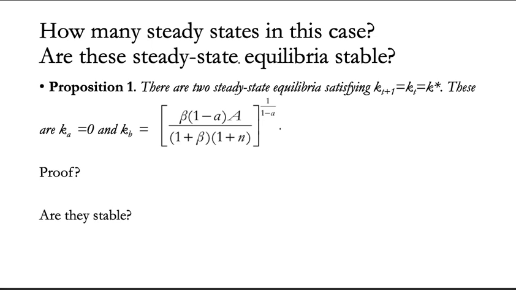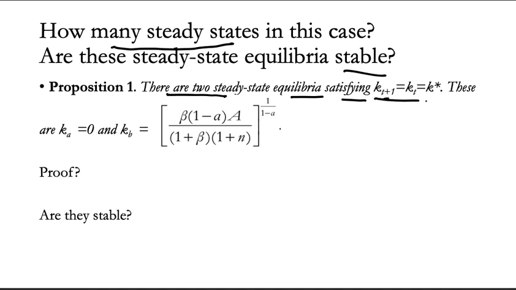What are the things that we want to put in a proposition, or in the results of a theoretical paper? For this specific case, we want to know how many steady states there are, and whether these steady state equilibria are stable or not. So based on this, we have proposition 1: there are two steady state equilibria satisfying K_{t+1} equal to K_t equal to K star.